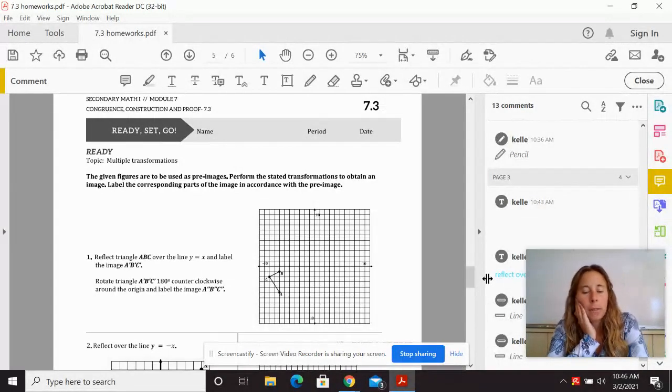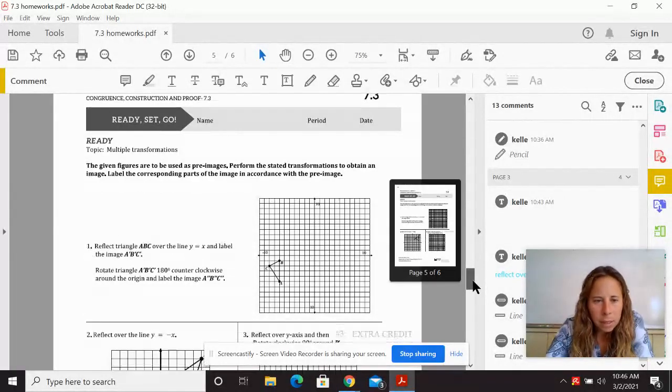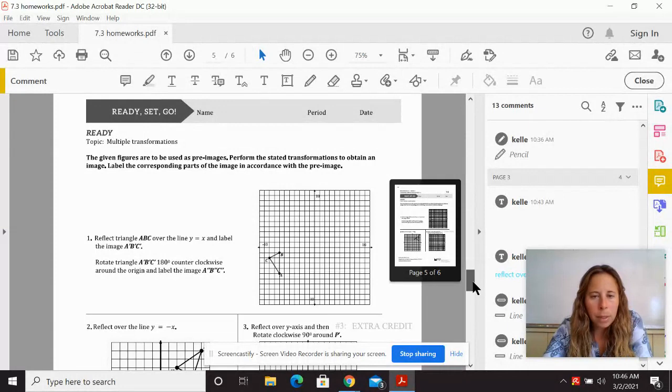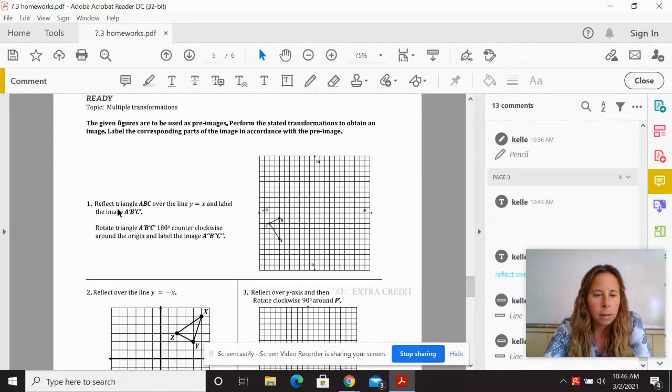So it says the given figures are to be used as pre-images. Why is that so hard to see? Perform the stated transformations to obtain an image. Okay. So you're going to... yeah, okay, I'll do number 1. Let me draw in my lines so they're a little bit easier to see.